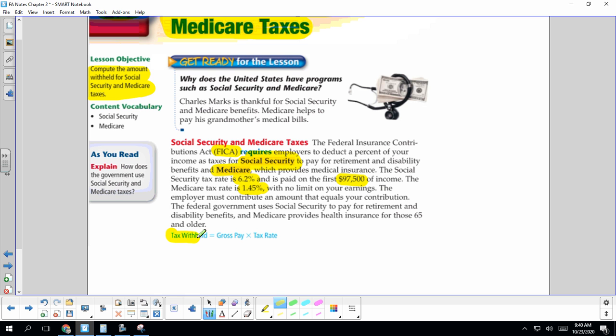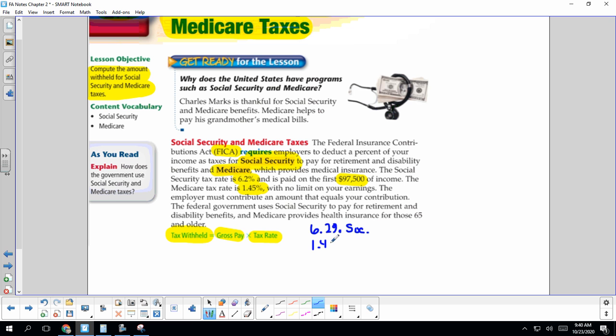The tax withheld from your paycheck is whatever your gross pay is. So in this case, there's no deductions. Times the tax rate. And for Social Security, it's 6.2%, and for Medicare, it's 1.45%. You're gonna have to know that. You're not gonna be given that on the test. So make sure you write that down.